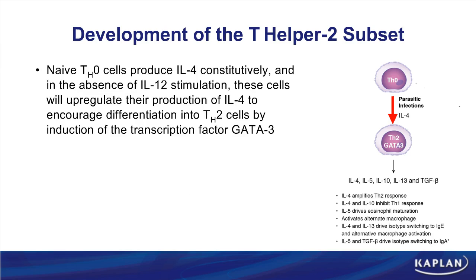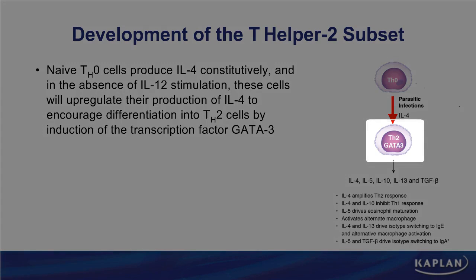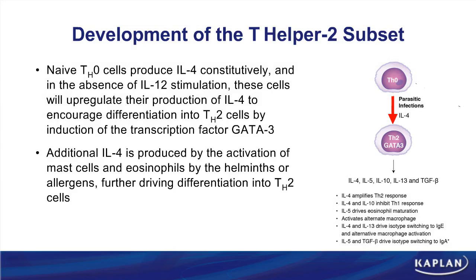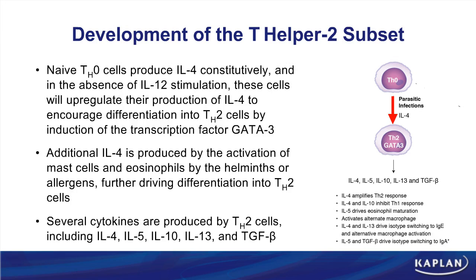Because our parasites tend to be so large and not amenable to phagocytosis, you really don't see a high level of IL-12 production. And remember that IL-12 will drive cell-mediated immunity through Th1. Since I have no IL-12, the predominant cytokine being produced here is IL-4. And IL-4 is going to cause the upregulation of the transcription factor GATA3, which will drive differentiation of these cells down the Th2 pathway.